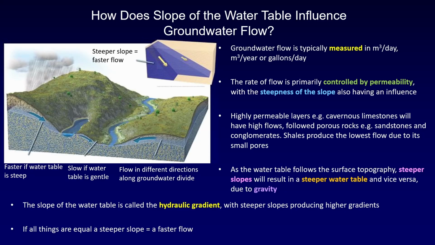So the slope of the water table is referred to as the hydraulic gradient. And obviously, the steeper the slope, the higher the gradient. And so the higher the hydraulic gradient, the faster your groundwater will flow, providing there is a layer of rock through which it can flow. So if you assume that all things are equal, steeper water table slopes equals a faster flow.